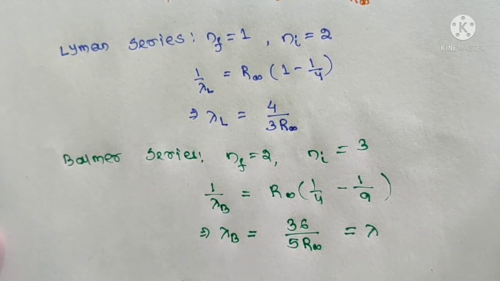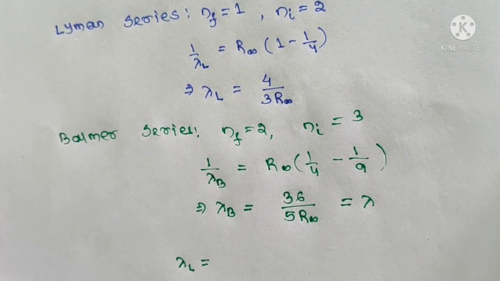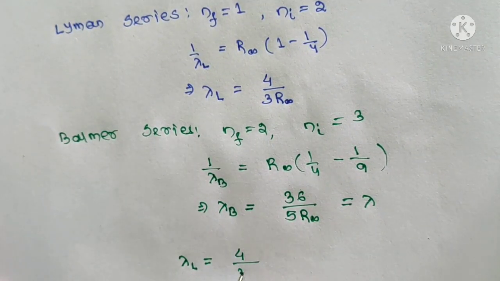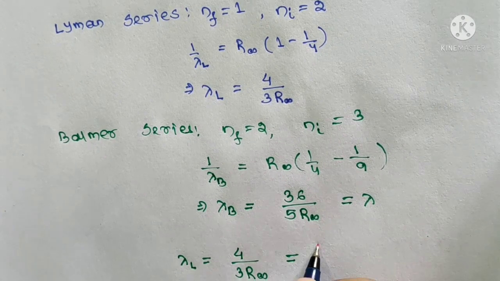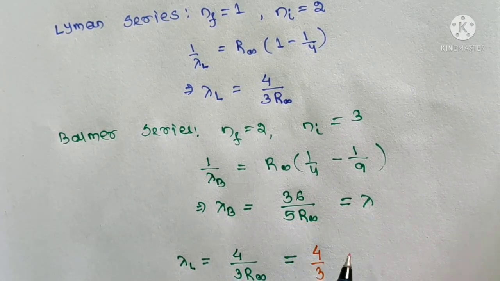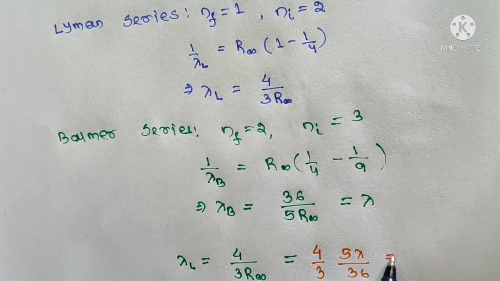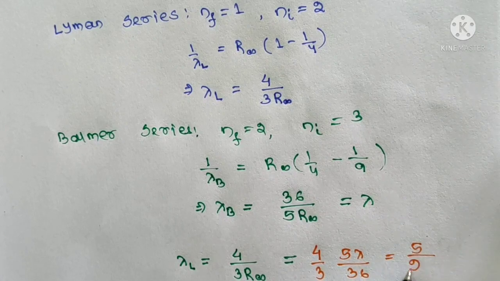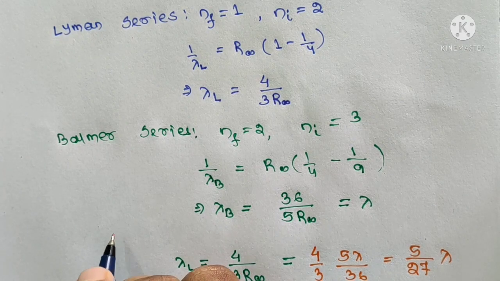So now, the wavelength of the first line of the Lyman series equals 4 by 3 R infinity. Look, 1 by R infinity equals 5 lambda by 36, which gives 5 by 27 lambda. So your correct option is option B.